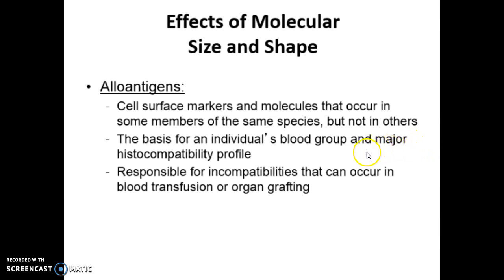But the major histocompatibility, also called MHC, is what would indicate a good organ match. Because you may be of a certain MHC type, whereas someone else might be of a different MHC type, and so the two of you are not compatible. And that's really what organ matching is based on, this MHC profile.